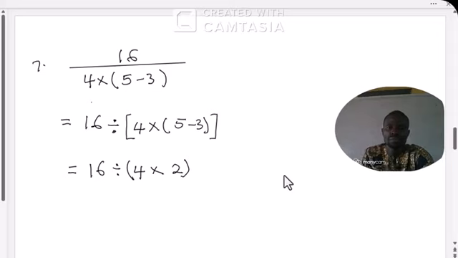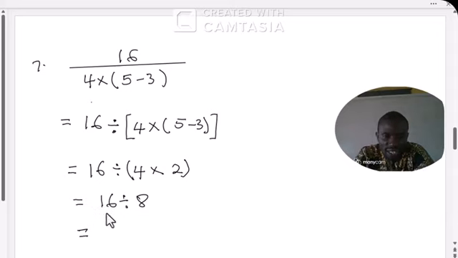Okay, now we're going to have 16 divided by, we have not removed the bracket, we are still in the bracket. So 4 times 2 will give us 8, and 16 divided by 8 will give us 2. Okay, so that is the correct answer.